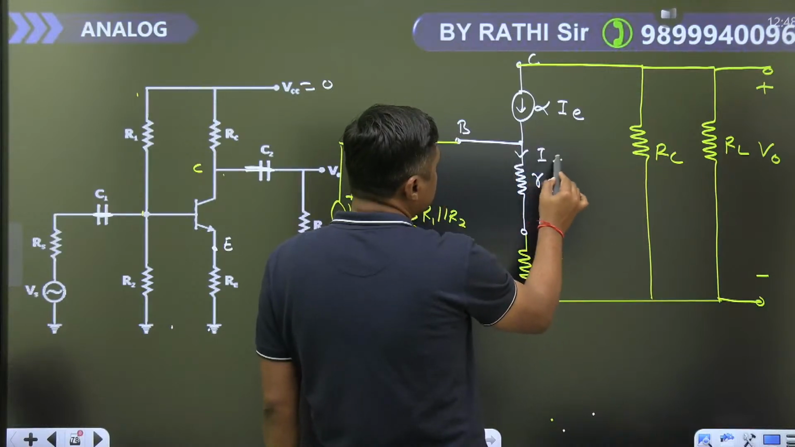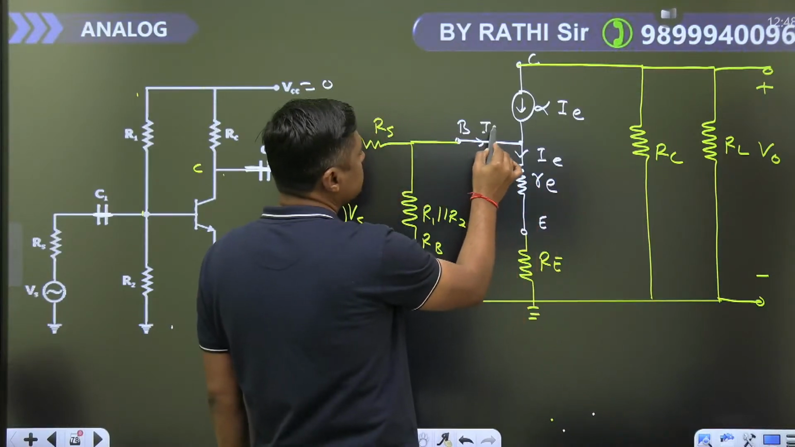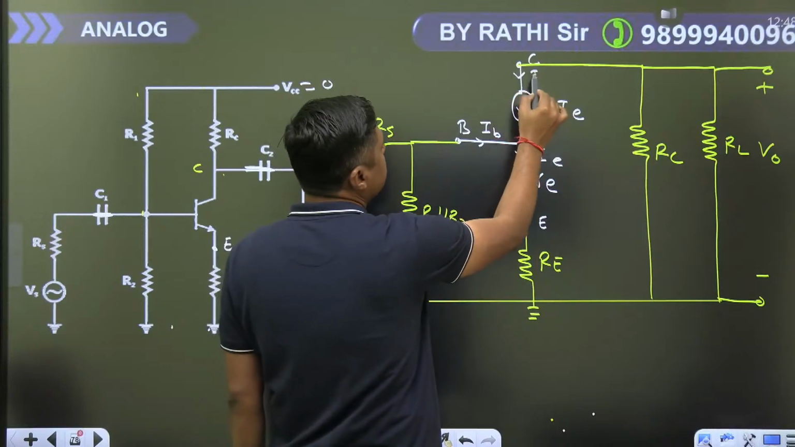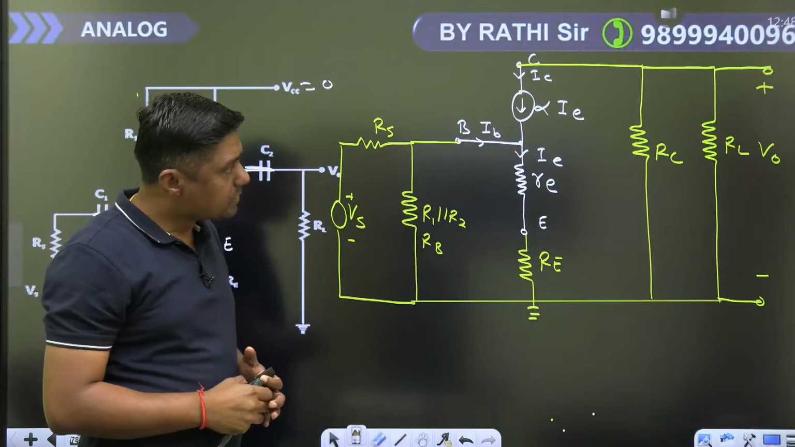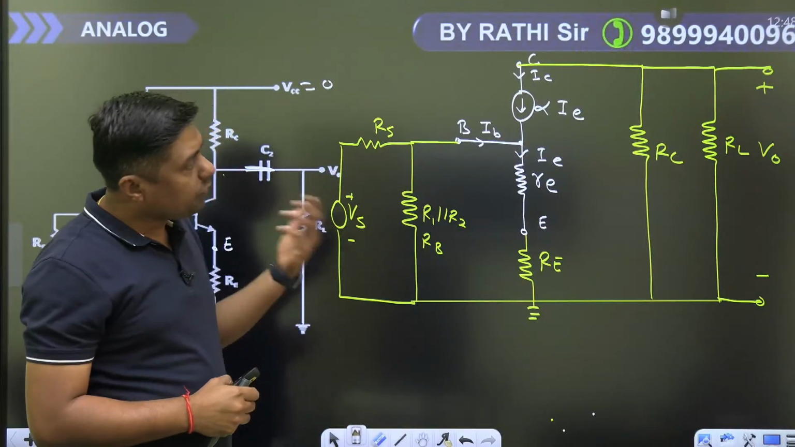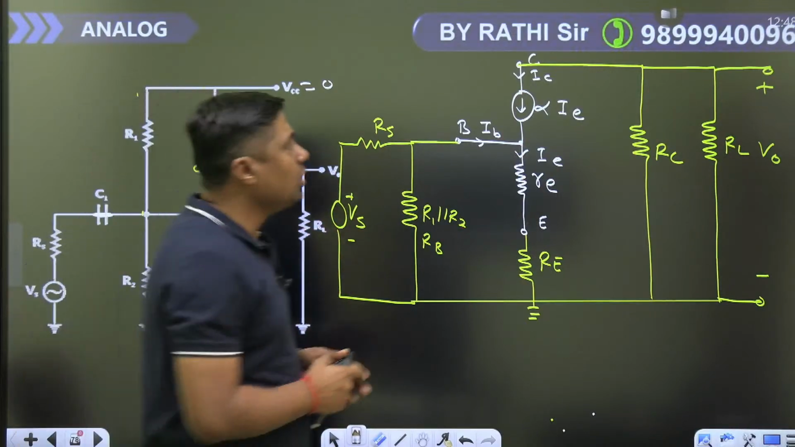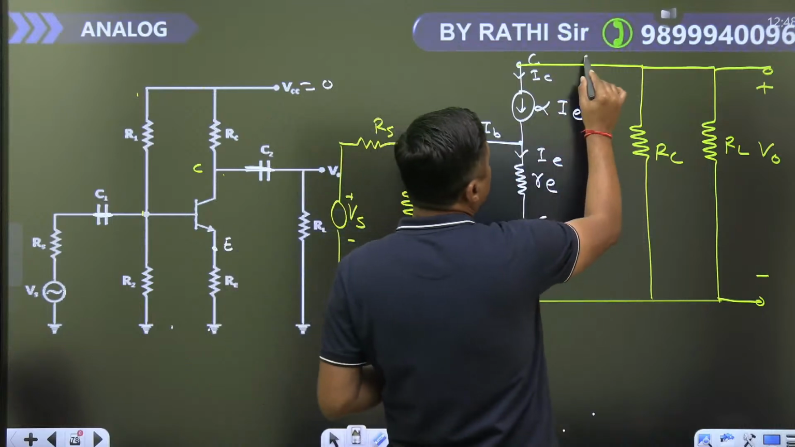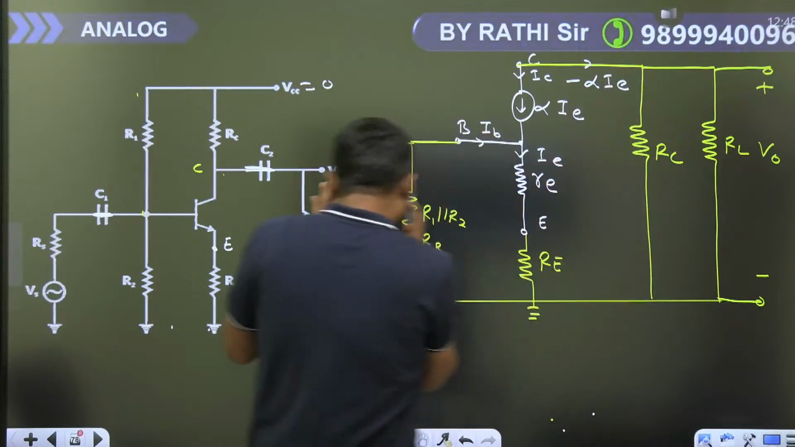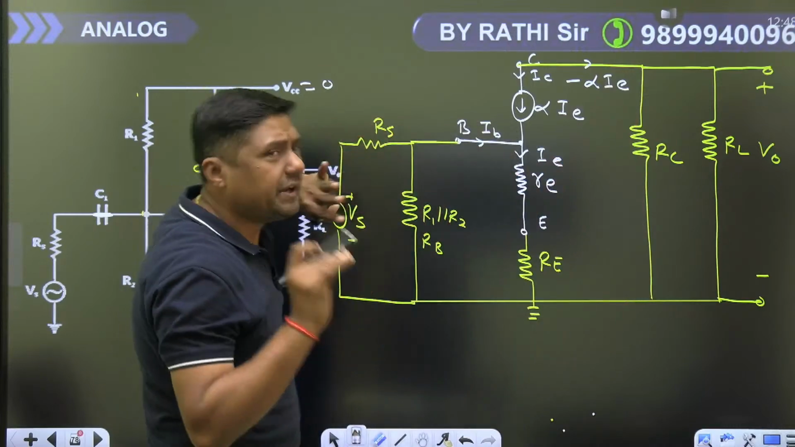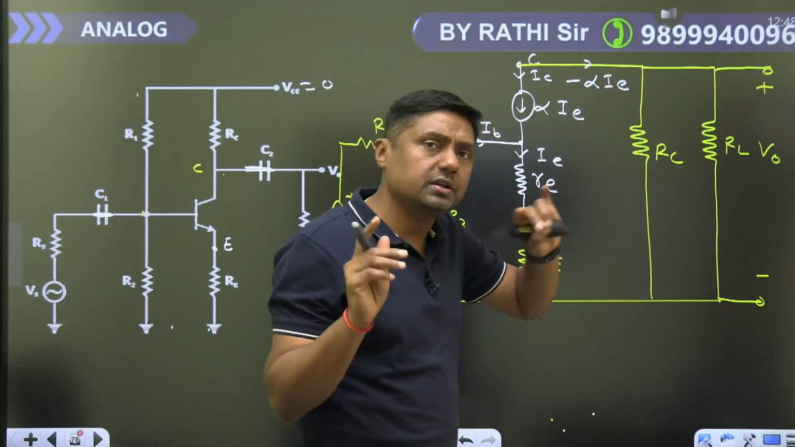Now what is the current here? IE. What is the current here? IB. What is the current? This is IC. IB, IC, IE. Now what will be the output voltage? Output voltage is nothing but, this is alpha I. So what is the current here? Minus alpha I.